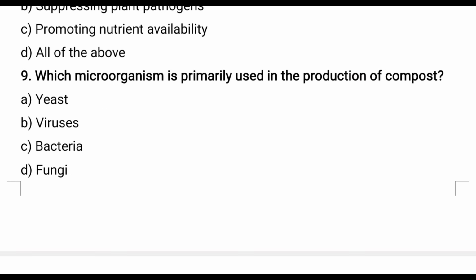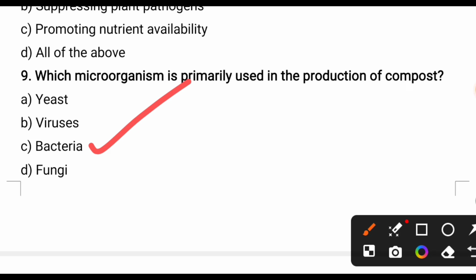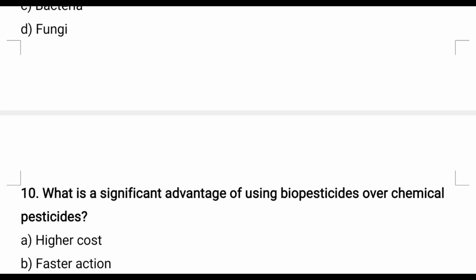Which microorganism is primarily used in the production of compost? Options are yeast, viruses, bacteria, fungi. So generally bacteria are used in the production of compost. Okay, so let's see the next question.